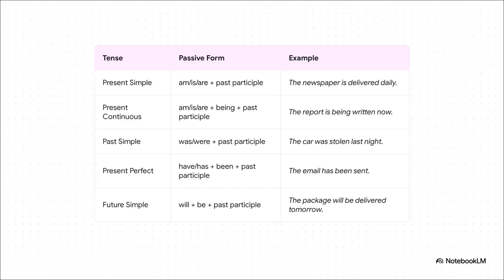And here's a quick look at how that blueprint works across different tenses. Now, don't feel like you have to memorize this whole chart. Just notice the pattern. For the past simple, you have the car was stolen. For the future, the package will be delivered. Even when it gets a little more complex, like the report is being written, you can see that basic formula is still there. The to be verb just changes to fit the tense. It's actually a really clean and predictable system once you see it.